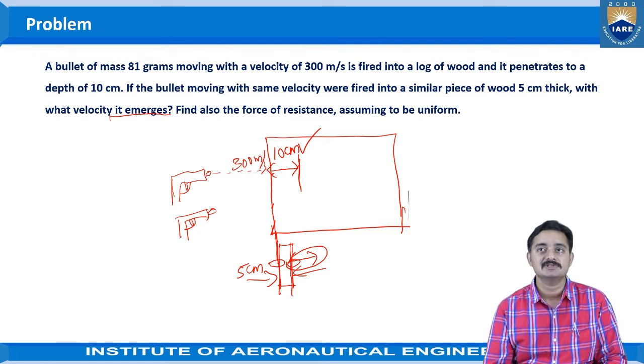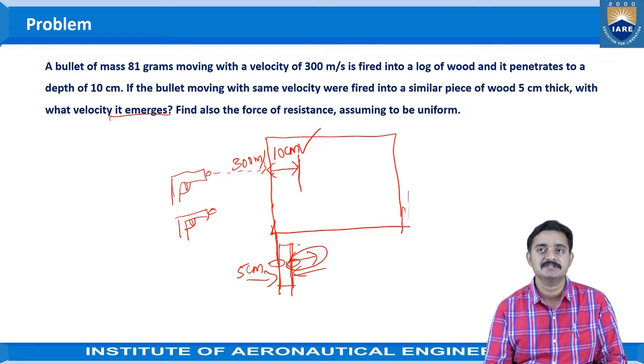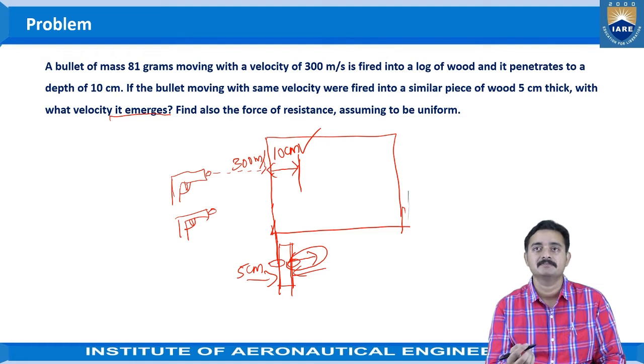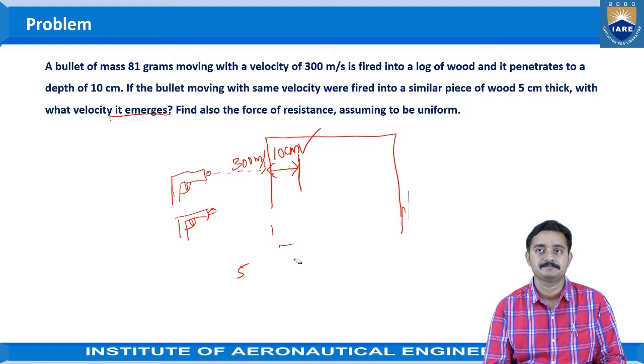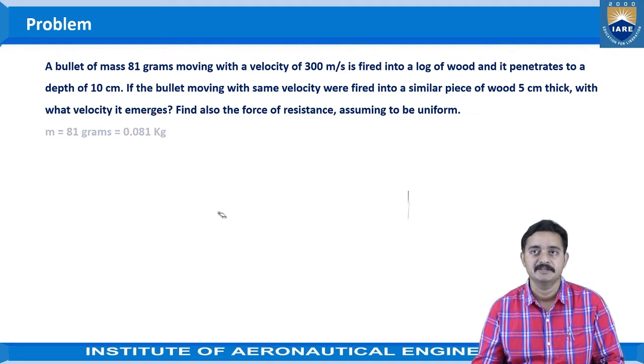Find also the force of resistance, assuming it to be uniform. So there are two questions being asked. The first question is completely related to the kinematics problem, but the second question, which is to find the force of resistance, means we need to calculate the force with which the log of wood is resisting the movement of the bullet. So after understanding this problem, using the figure, let us start to solve the problem.